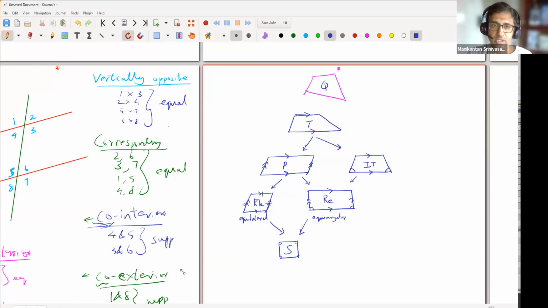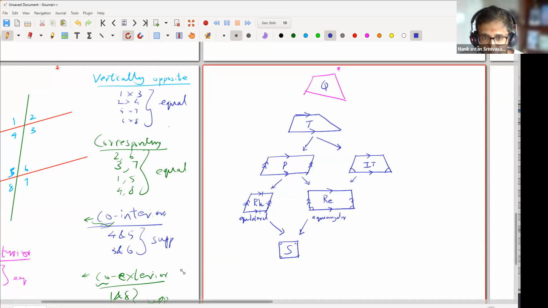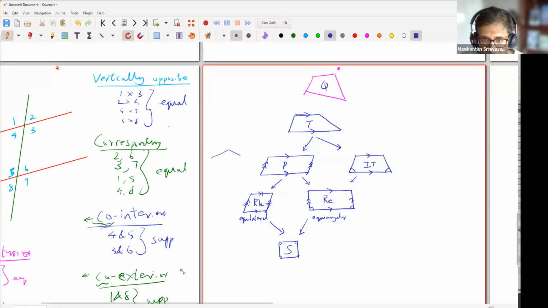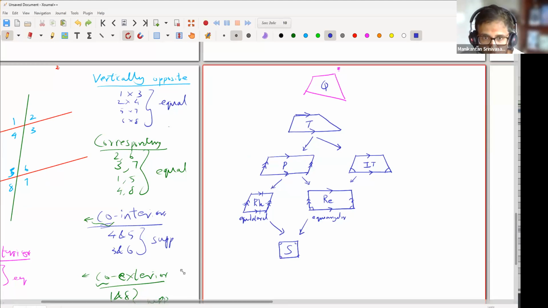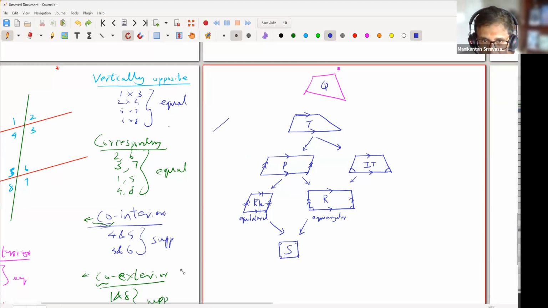It has two pairs of consecutive, adjacent sides which are equal, right? So in a way, it's a parent of rhombus. So it's somewhere like this. In fact, I should put it along the lines of a trapezium because it takes the same precedence as a trapezium. If I go for the straight lines like this, it's a problem.